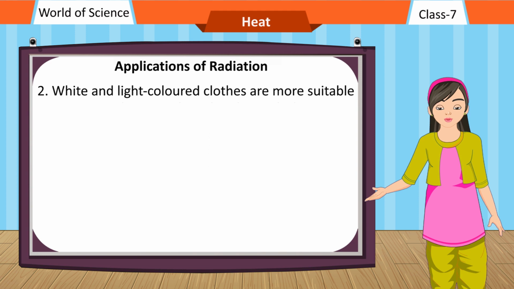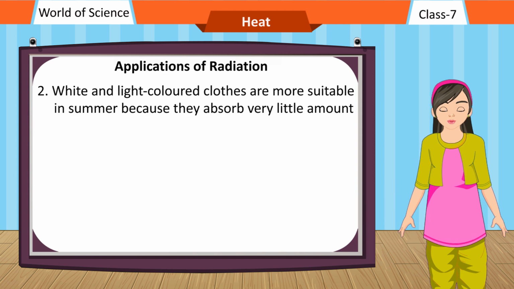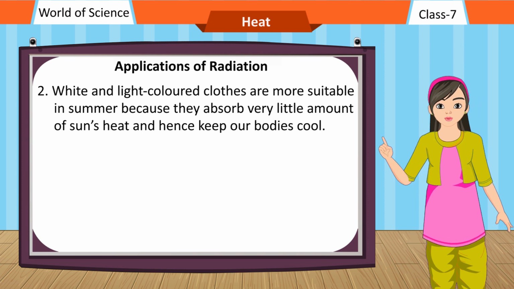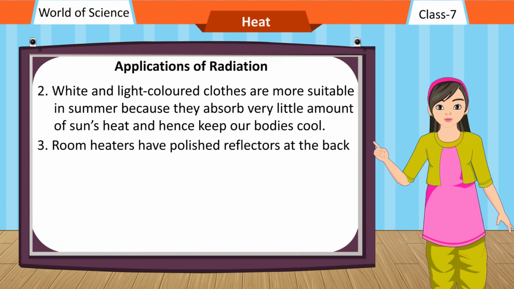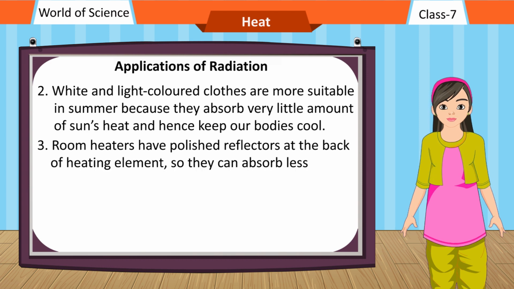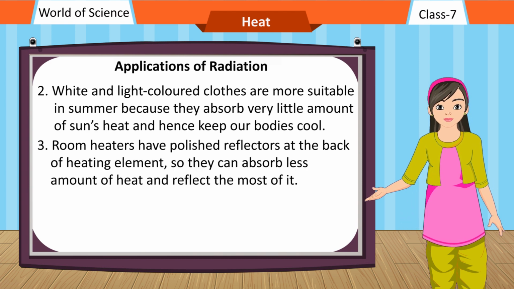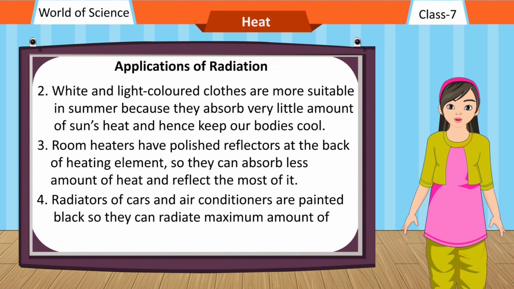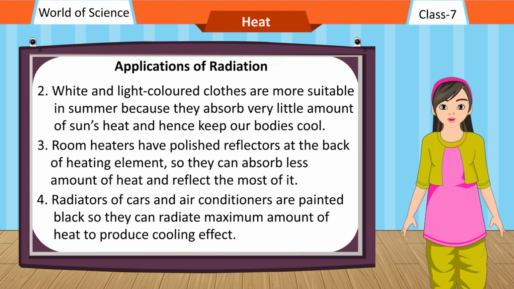White and light-colored clothes are more suitable in summer because they absorb very little amount of the sun's heat and hence keep our bodies cool. Room heaters have polished reflectors at the back of the heating element, so they can absorb less amount of heat and reflect most of it. Radiators of cars and air conditioners are painted black so they can radiate the maximum amount of heat to produce a cooling effect.